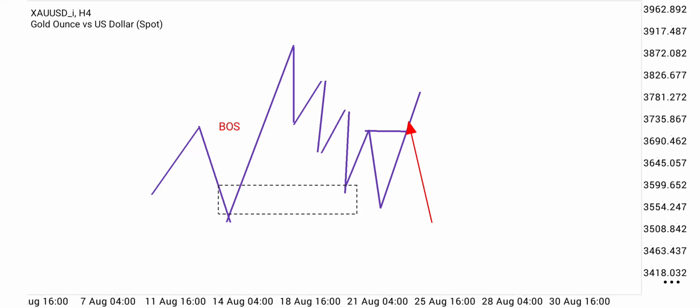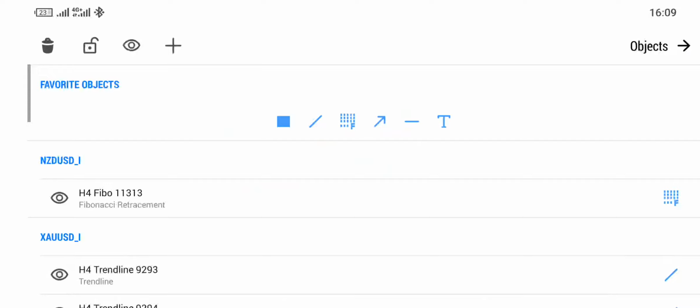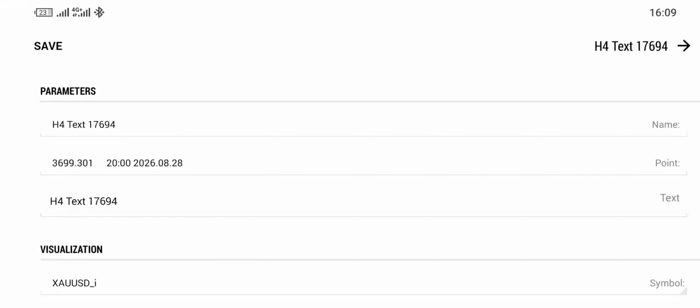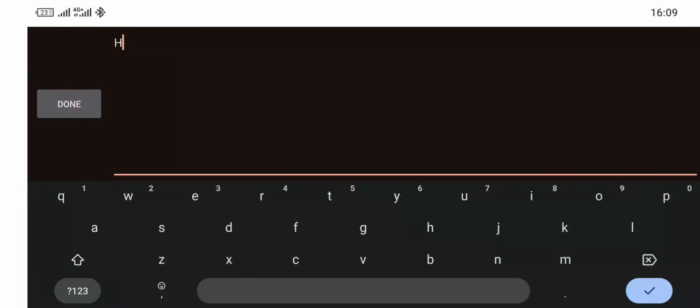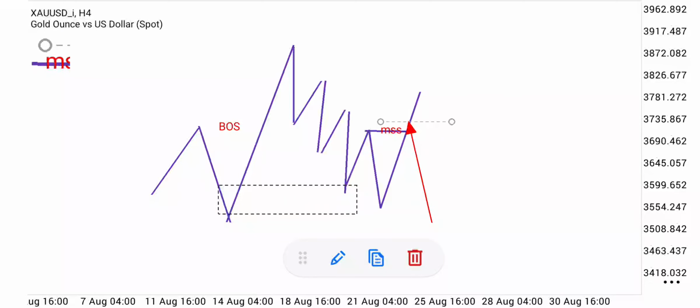So this is now called the market structure shift. Let me just write it again. Market structure shift, MSS here. So we have our market structure here. Just make sure that the candle which closes above this one is a complete bullish candle, not a pin bar or a bearish pin bar or smaller candles. Just make sure they are bullish candles or strong candles, right?